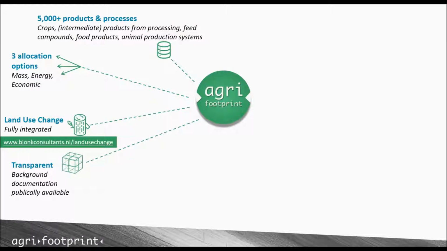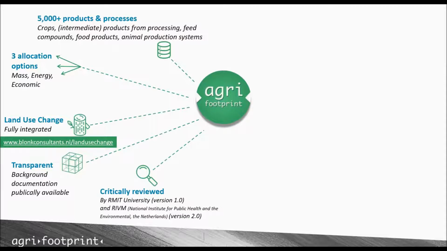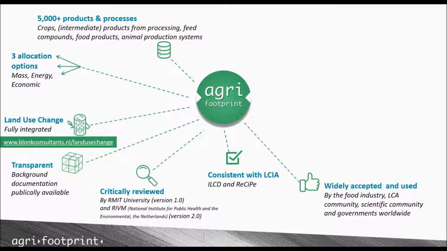Now, transparency matters. Transparency is important in the LCA community, and Agri-footprint is a transparent database with publicly available documentation. It has been critically reviewed by external parties. For instance, version 1.0 was reviewed by RMIT University, and version 2.0 was reviewed by IBM. It is consistent with life cycle impact assessment methods such as ILCD and ReCiPe, and it is widely accepted and used by the food industry, the LCA and scientific community, as well as governments worldwide.